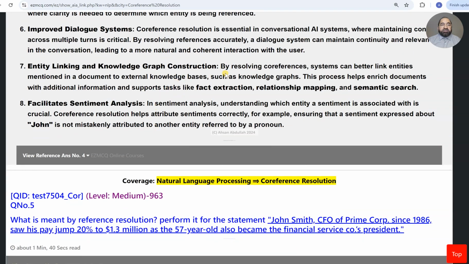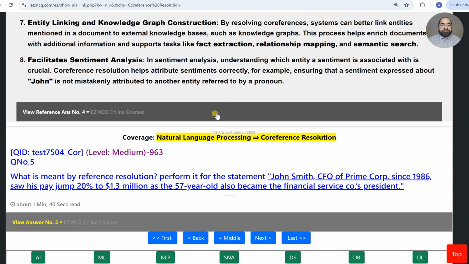Entity linking and knowledge graph construction. Knowledge graph construction is not part of this course. This is an introductory course, but co-reference resolution helps in generating such graphs. So let's look at this problem more deeply.